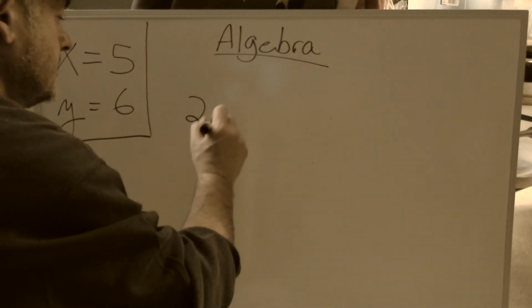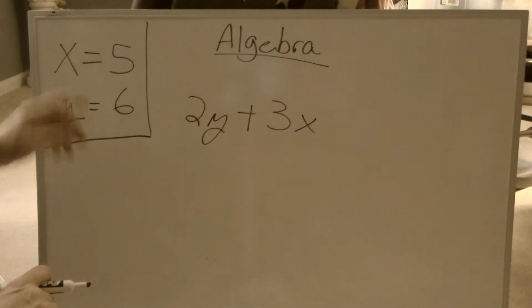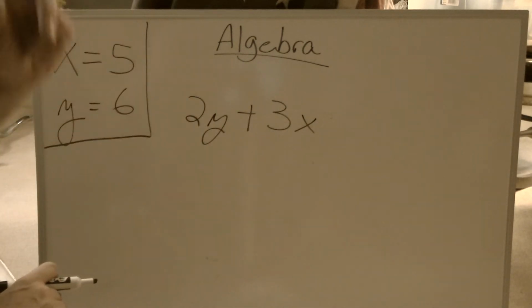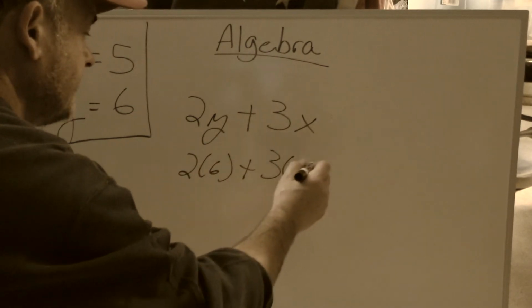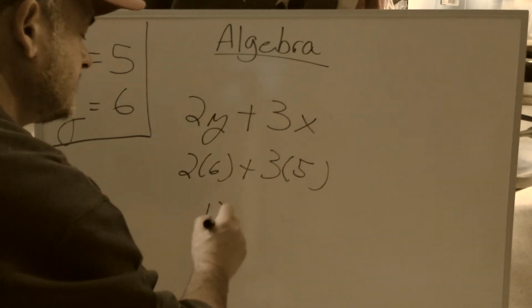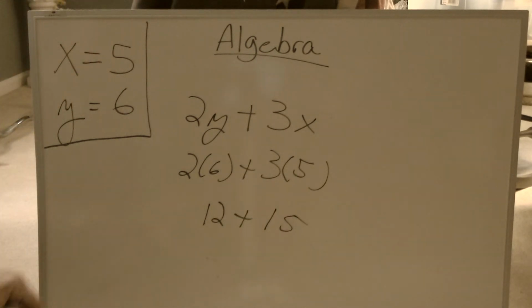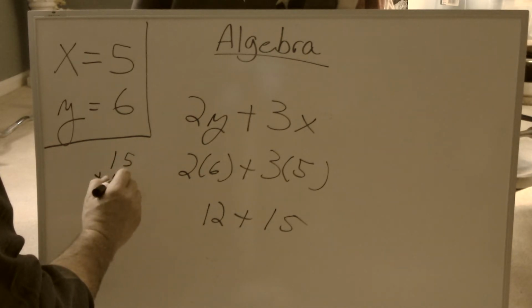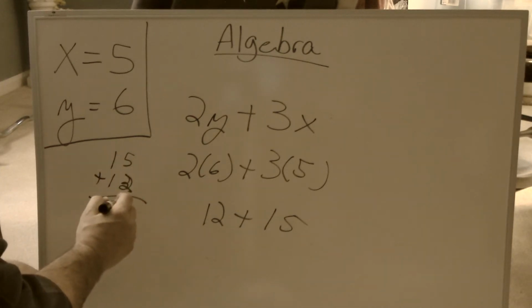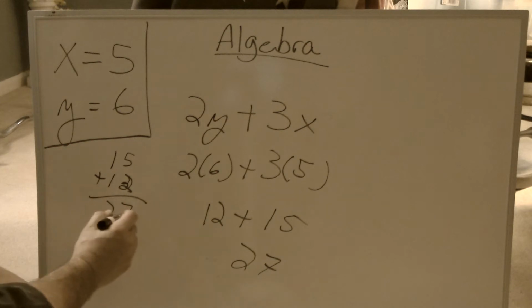So here's another one. Here's a good one. That's fun. 2 times y plus 3 times x. All right. 2 times 6 plus 3 times 5. 2 times 6 is 12, plus 3 times 5 is 15. What's 12 and 15? We can come right over here and do 12 plus 15. Oh, that's a little sloppy. 5 plus 2 is 7. 1 plus 1 is 2. 27. How's that look? Good?